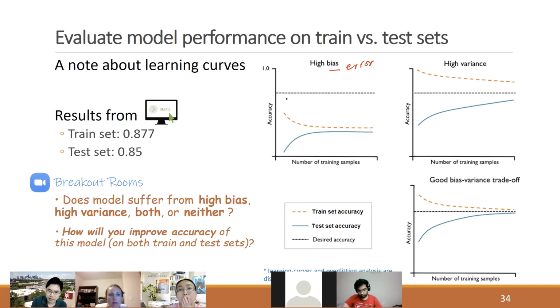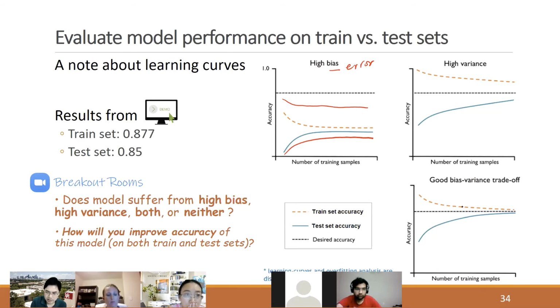Could you have something like that? Train and test are both below the ideal level, and train and test also have high variance. So high bias and high variance, that's rare, although it could happen. That's rare. So that's why we don't have that fourth scenario.